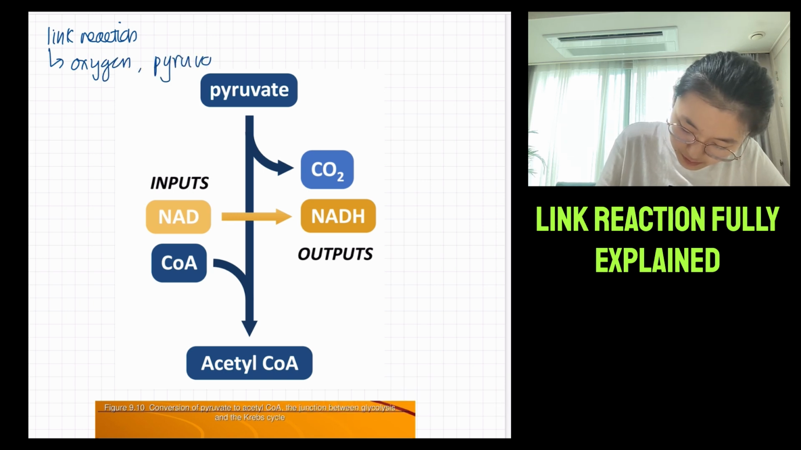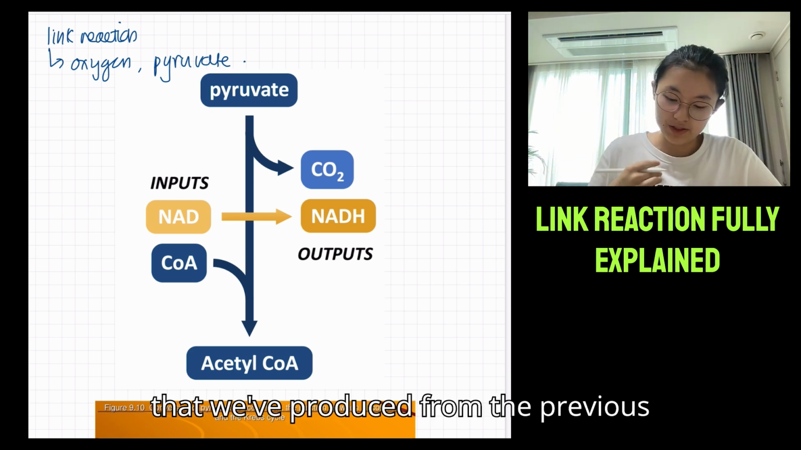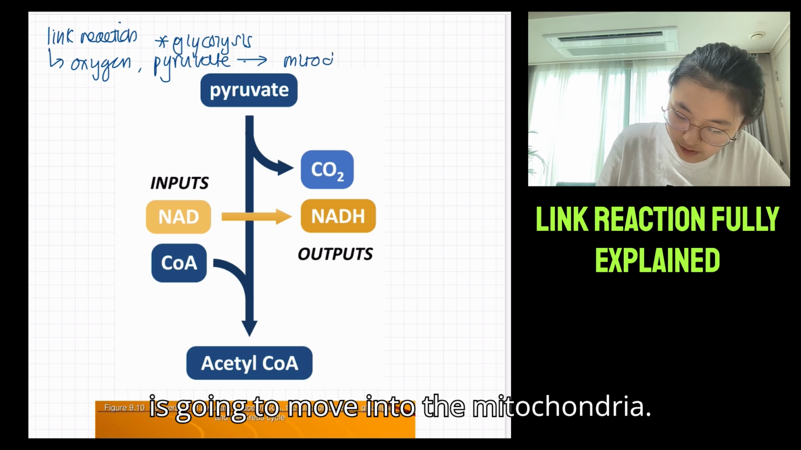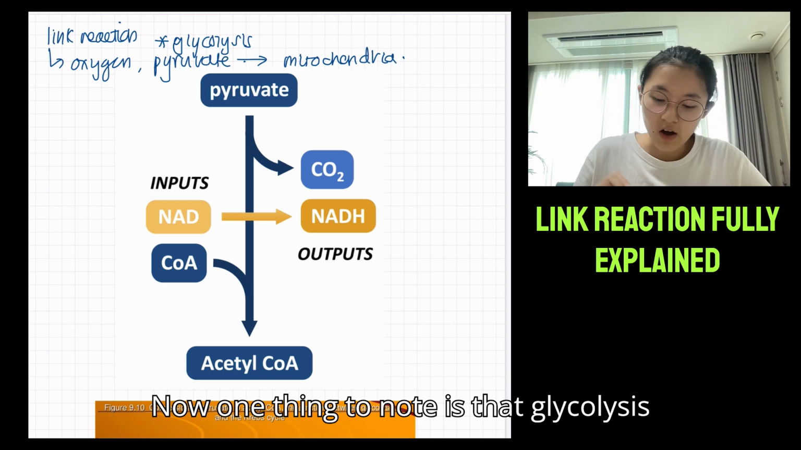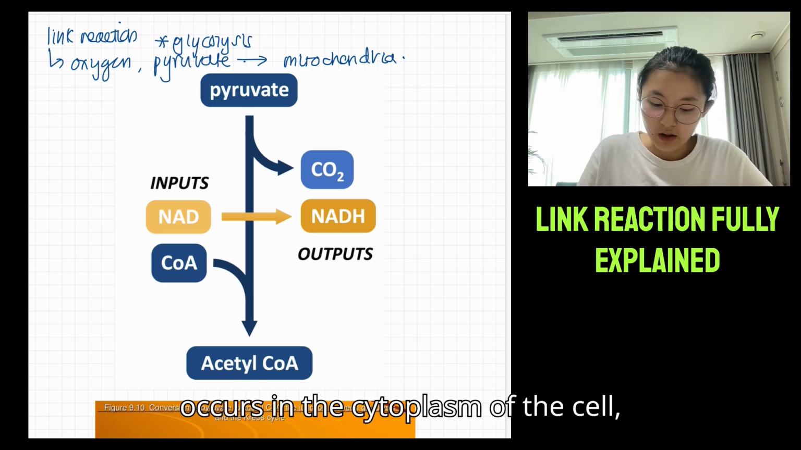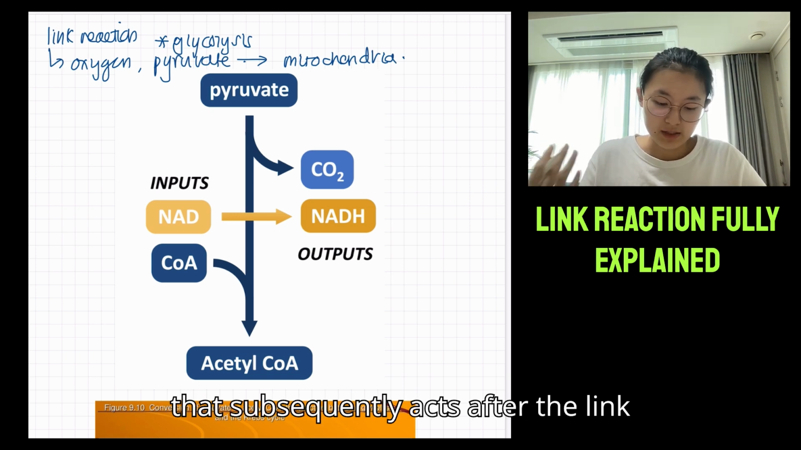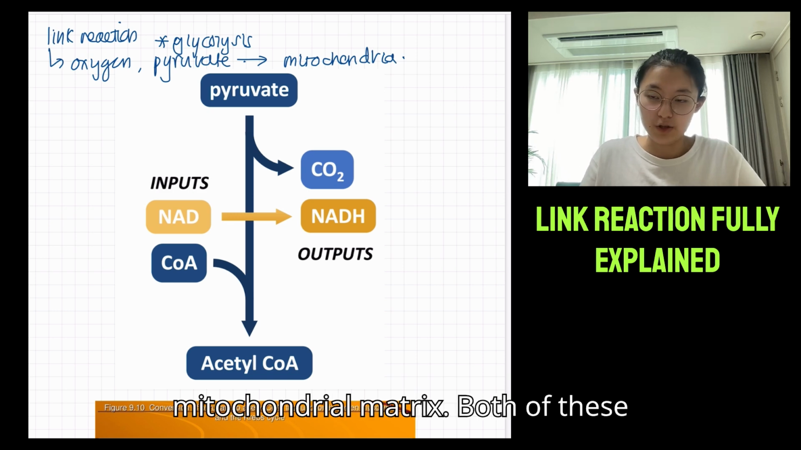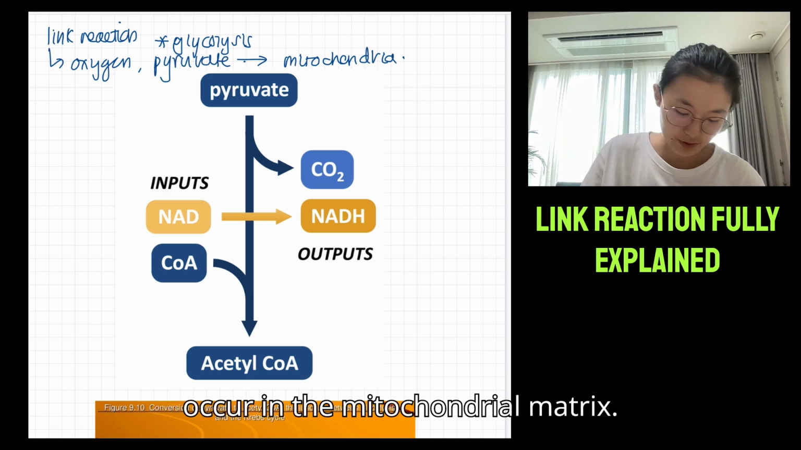pyruvate, which are essentially just 3C molecules that we've produced from the previous stage, which is glycolysis, is going to move into the mitochondria. Now, one thing to note is that glycolysis occurs in the cytoplasm of the cell, while the link reaction and the Krebs cycle, which is the step that subsequently acts after the link reaction, both occur in the mitochondrial matrix.